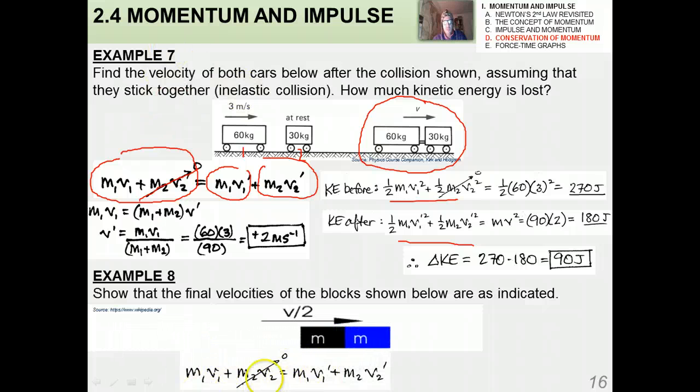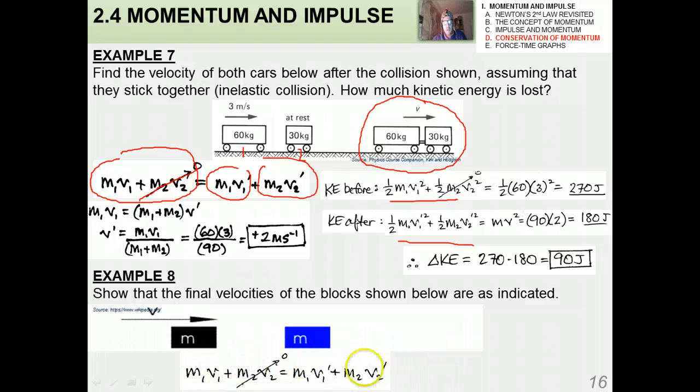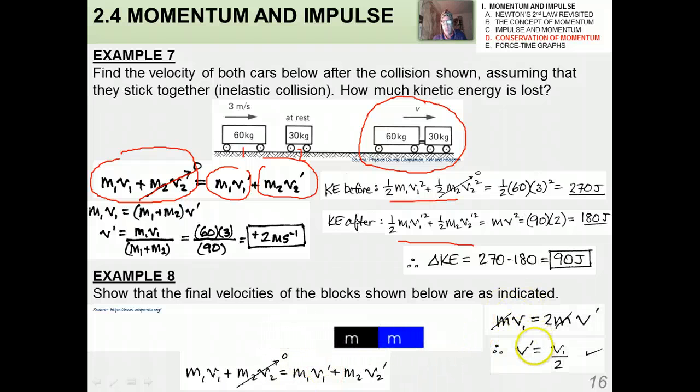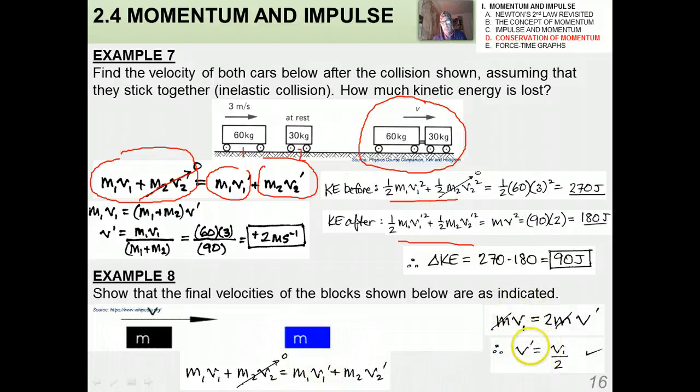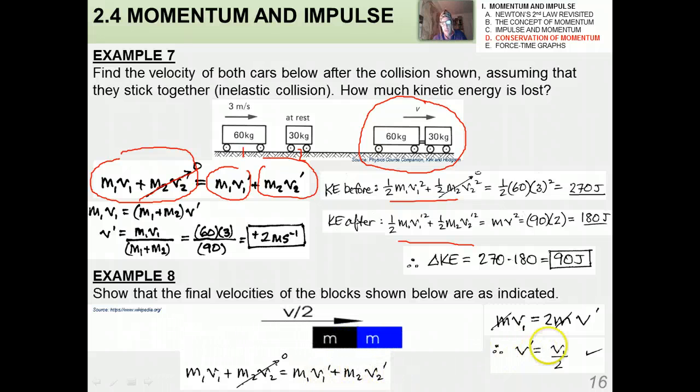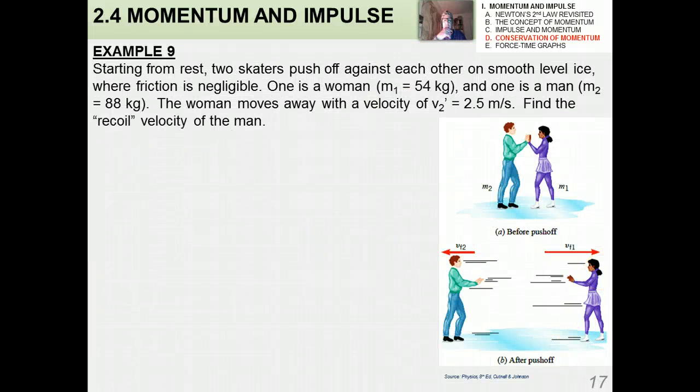Again, conservation of momentum, noting that block 2 has no momentum initially. Initial on the left-hand side, final on the right-hand side, okay? You solve for v prime, you get that v prime, which again is v1 prime and v2 prime, it's the same thing, equals 1/2 of v1. So, proven, okay?